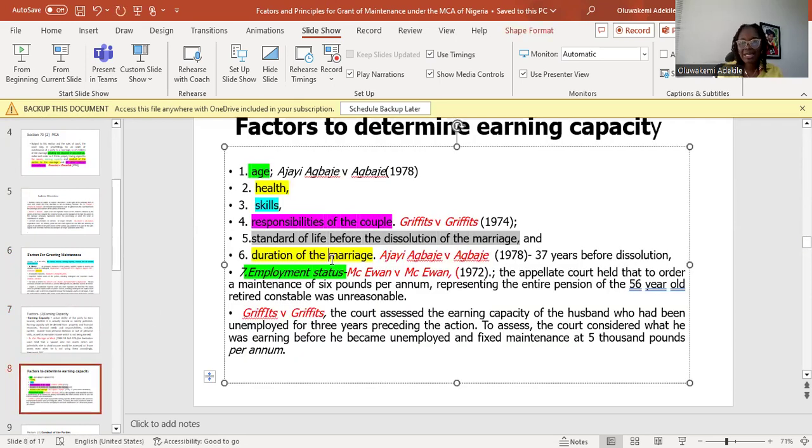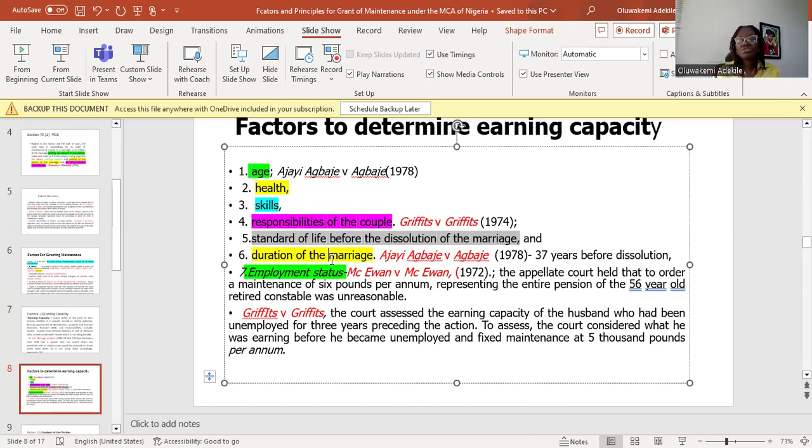In order to determine your earning capacity, the courts have said they will look at age, how old you are, and whether you can even work at all. In a case like Ajaya Agbaje, where they had been married for 37 years and the woman was in her 60s, the court said that her earning capacity was practically nil. Who is going to employ a woman at that age? What kind of job should she be able to get? So age could affect your earning capacity, as does your state of health. If one of the parties' health is falling apart, it could affect the ability to earn income. The skills the parties have would also impact their earning capacity.